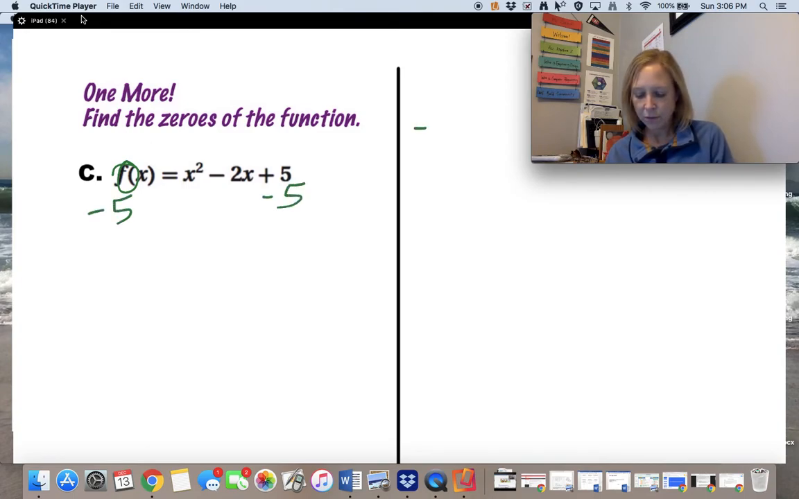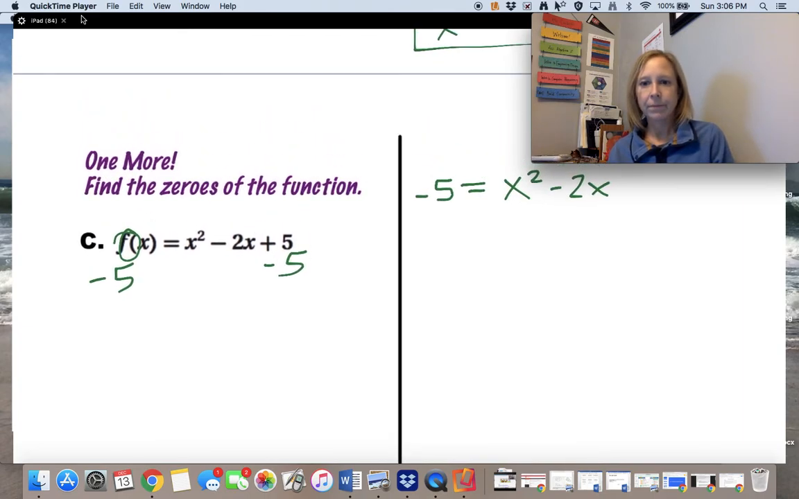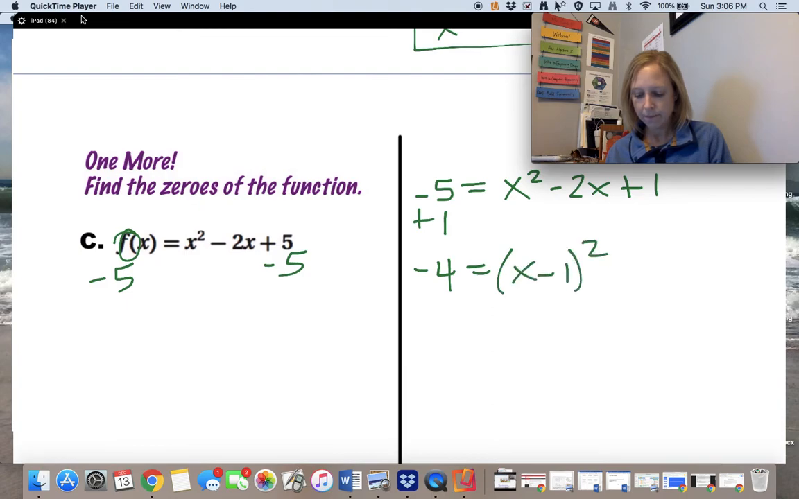Okay, so I'm subtracting 5 from both sides. Now I'm going to complete the square. I take half of 2 is 1. 1 squared is 1. So I have negative 4 equals x minus 1 squared.